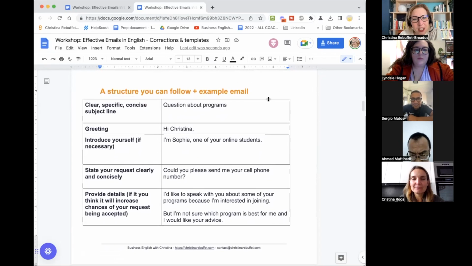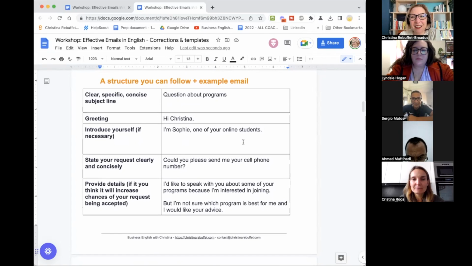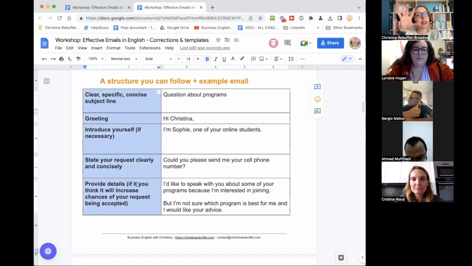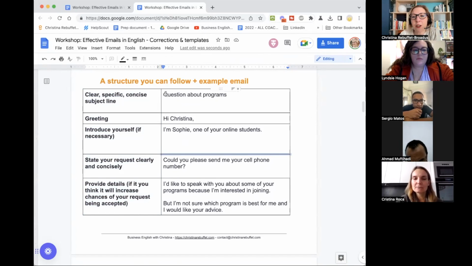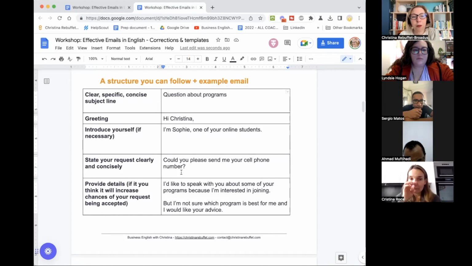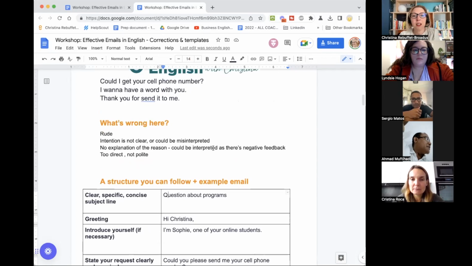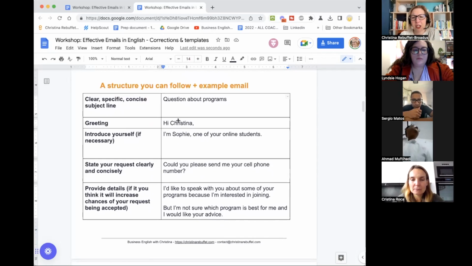And what I've given you here is a structure that you can follow. Ahmed, hi there. I was late. Ahmed, better late than never. Good to have you. So a structure that you can follow if you need to ask for information. Over here, I've put a structure so that you can really take this structure and adapt it to anything that you need to ask. But I've also given you an example of a correct, let's say a nicer, more polite, clearer version of this email.